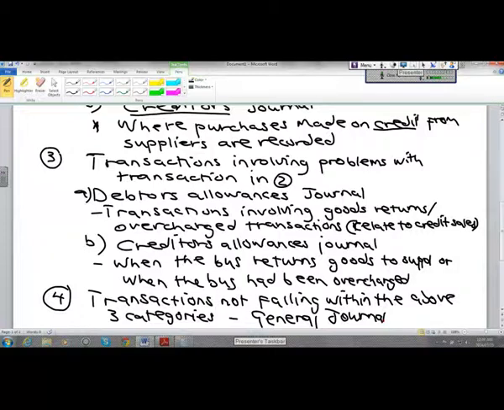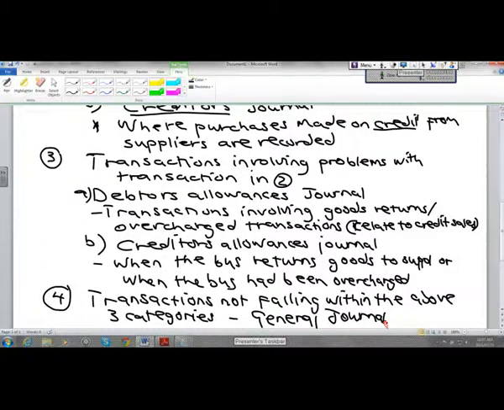So the general journal should be your, I would say, last resort. If ever you come across a transaction and you can't fit it in the above three categories, that's where we're going to take it, to the general journal, because it is the journal that we use for general purposes. I like your questions because they are quite brilliant. Now that we know, you have another question.